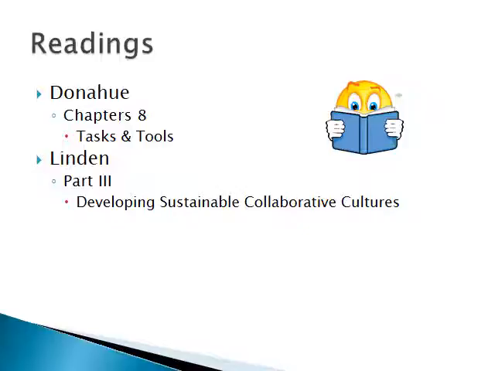This week we've got some reading to do. In the Donahue text, we've got chapter 8, and this is going to be tasks and tools of collaboration. This chapter 8 is going to be really critical for the discussion board we're going to be doing this week. In the Linden text, this is an easy read, but it's also going to give a lot more tools. This is also developing sustainable collaborative cultures, and you're going to see a lot of different examples of different tools that are going to go on in collaboration.